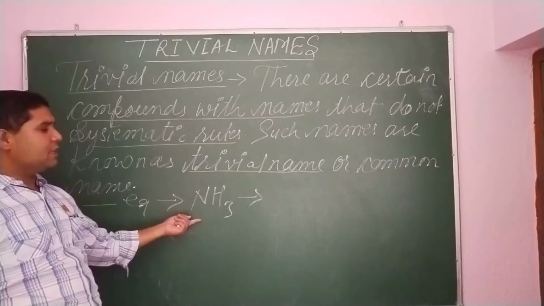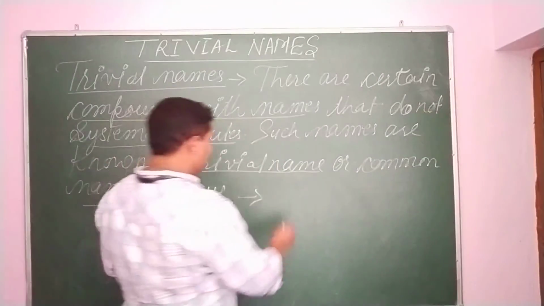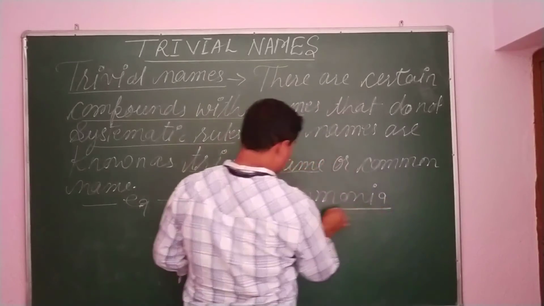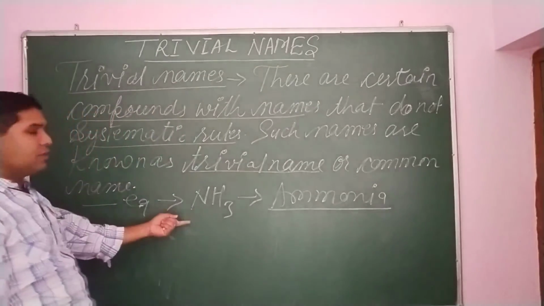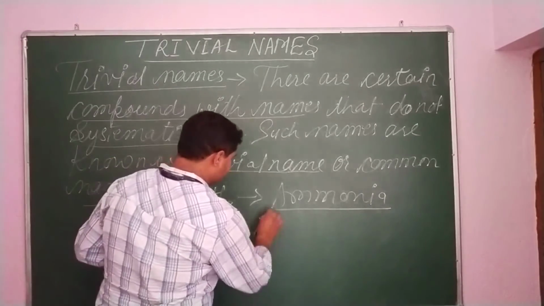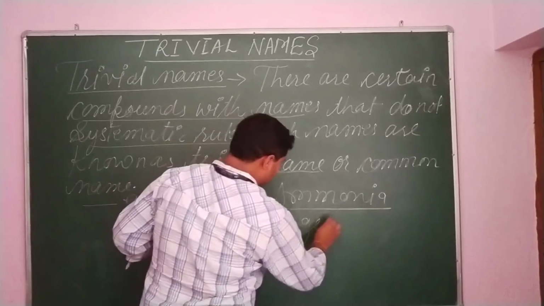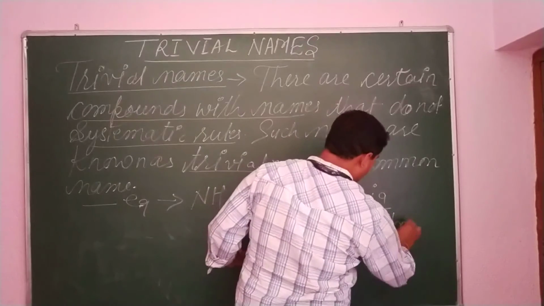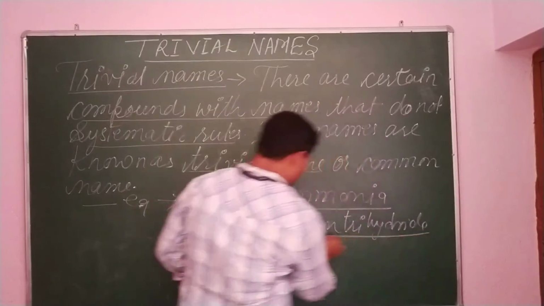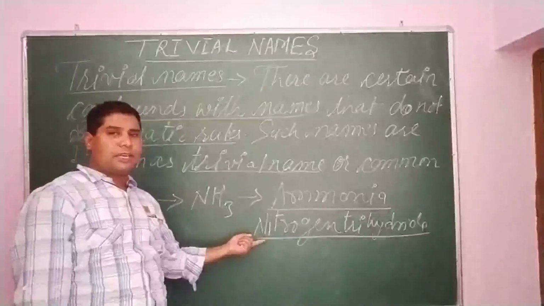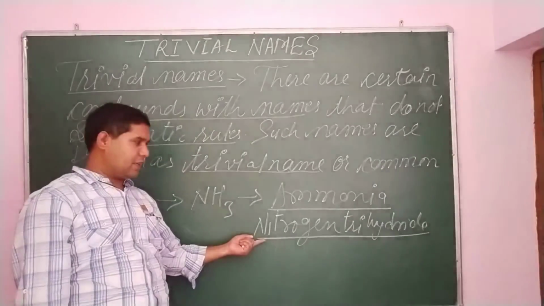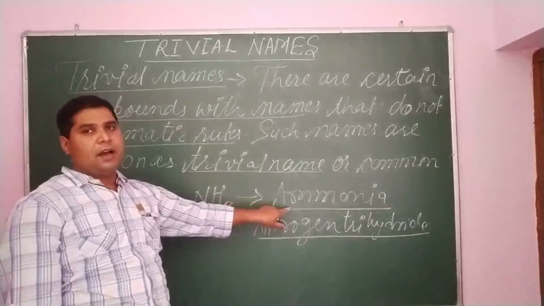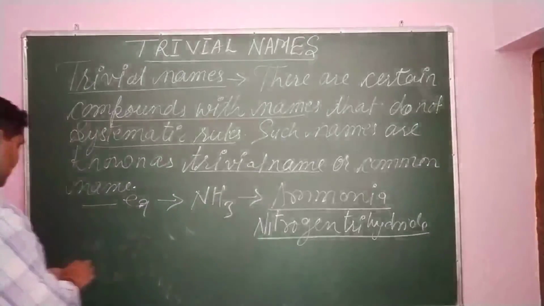NH3, dear student, is known as ammonia, but according to the systematic rule, it is known as nitrogen trihydride. According to the systematic rule, it is known as nitrogen trihydride, but as a trivial name, NH3 is known as ammonia. Let us see one more example.